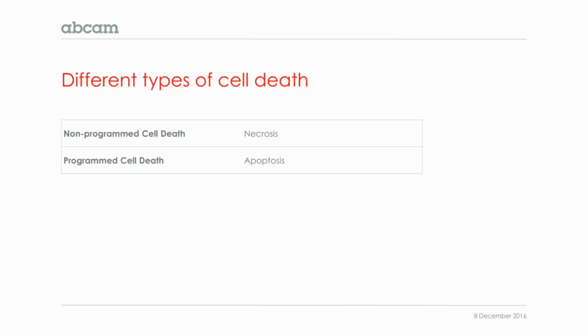We already looked briefly at the different types of cell death in our previous webinar, but let's have a quick refresh. This is the classical view of the different types of cell death that most of us are familiar with. We talk of apoptosis as a specific type of programmed cell death, whereas necrosis is considered non-programmed cell death. Well, as we mentioned previously, this view is no longer that simple.